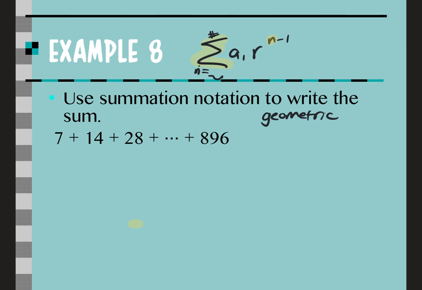Okay, so now what do I need? What are the components that I need for the summation notation? What parts do I need? I need A1, which is what? 7. Good. What else do I need? I need R, which is? 2. What else do I need? I need the number of terms.